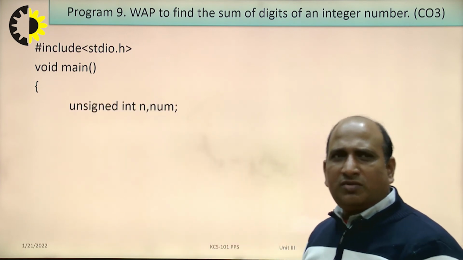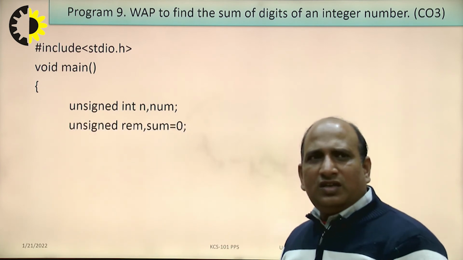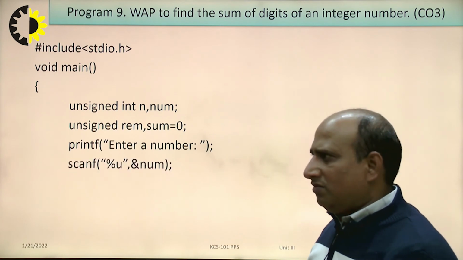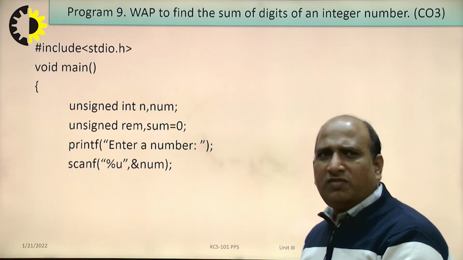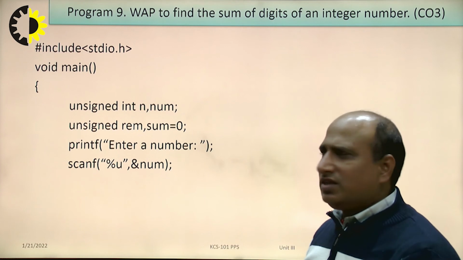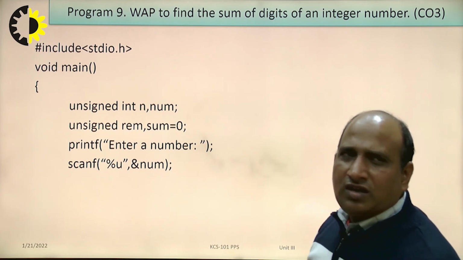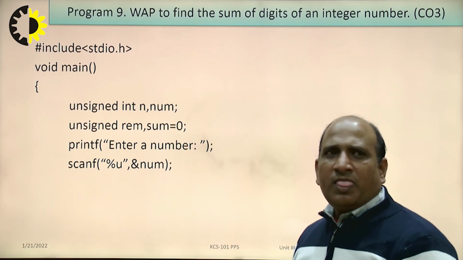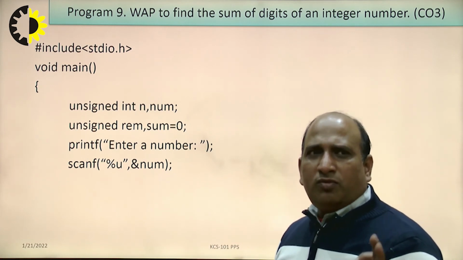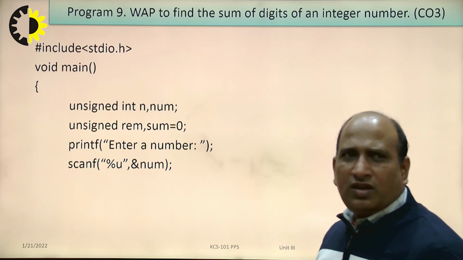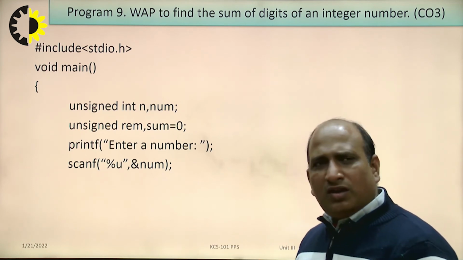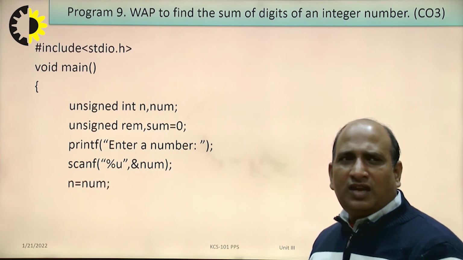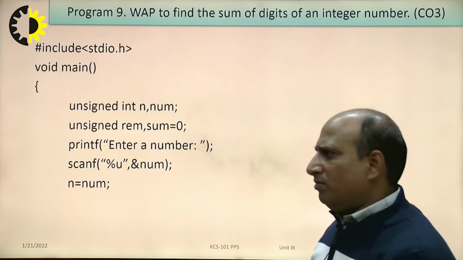The same concept I have used here. There is a number n, num, and we will find the sum of the digits of the number. For that I have initialized sum equal to 0, and we will extract each and every digit and put it into the remainder variable. I have scanned the number whose sum of digits has to be found, and initialized it to the n variable.